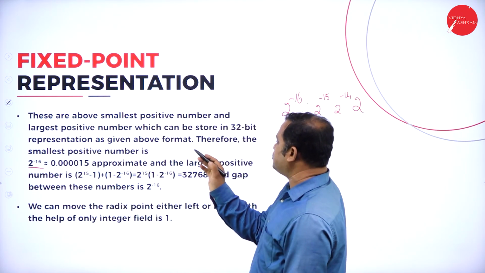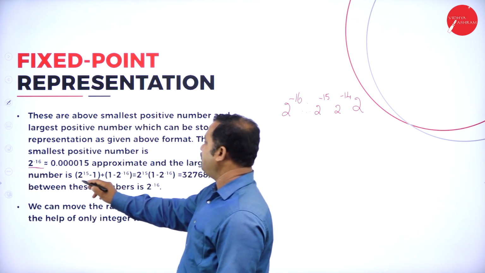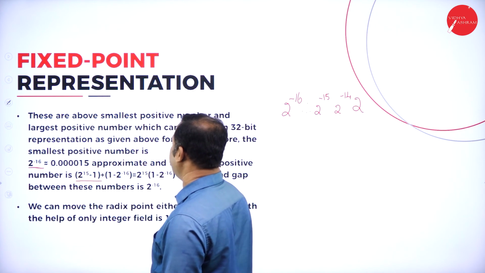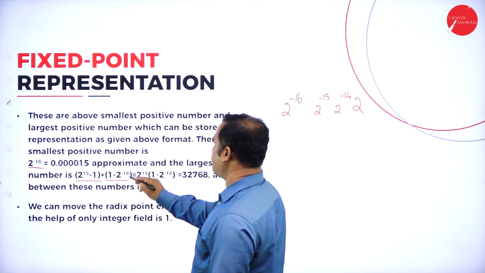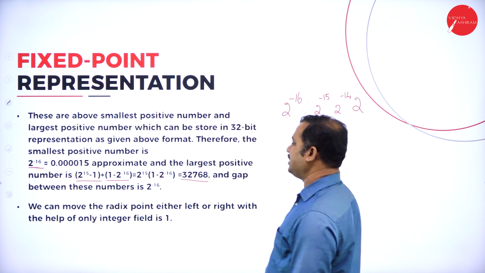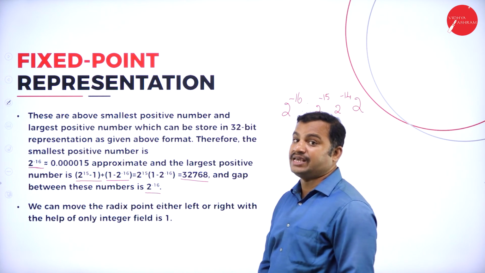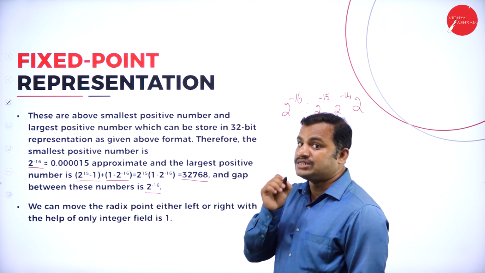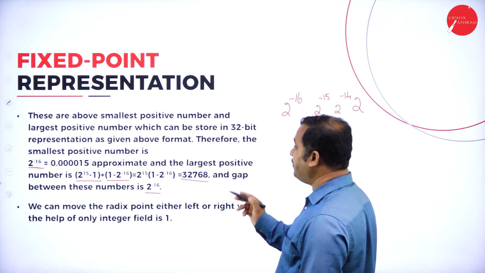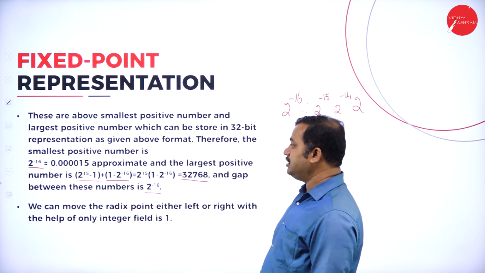That is the approximate largest positive number I can store here. And which is that? 2 to the power of minus 15 plus 1 minus 2 to the power of minus 16, which is equal to 32,768. And the gap between these numbers is 2 to the power of minus 16. Please try to understand here. What is the gap between one number and the other number?